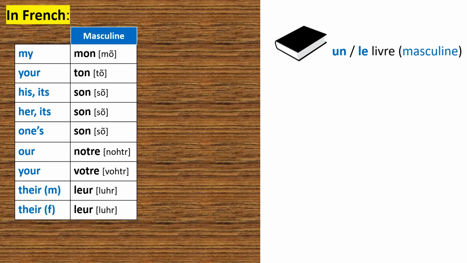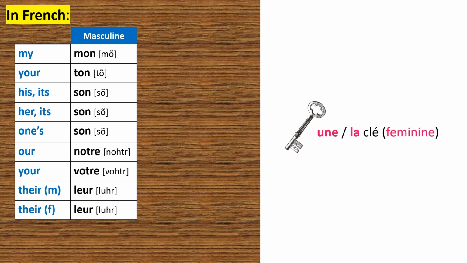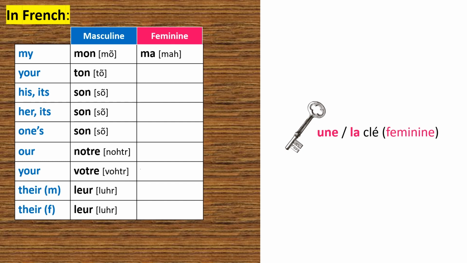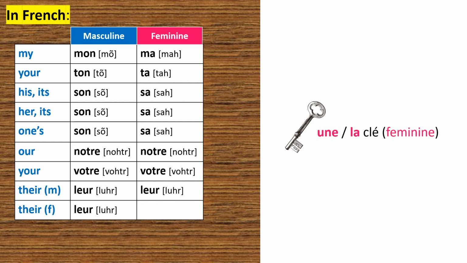Now, let's have a look at a feminine word. Une or la clé. We need the feminine version of the adjective, and it's going to be ma. And then for your, ta. His is sa, her is sa, one's is sa. Our is notre, your is votre, their is leur.